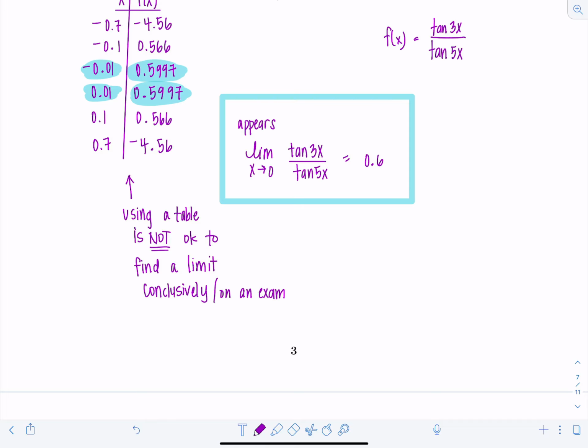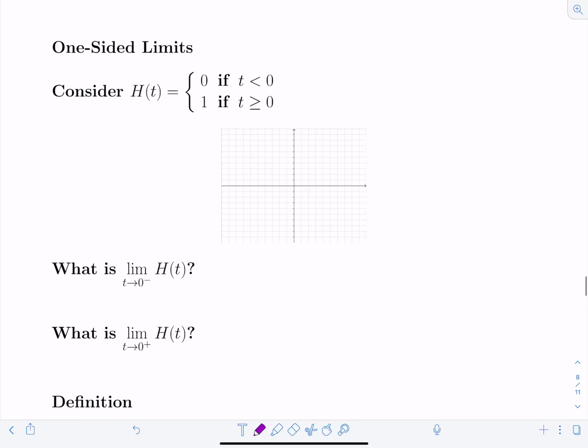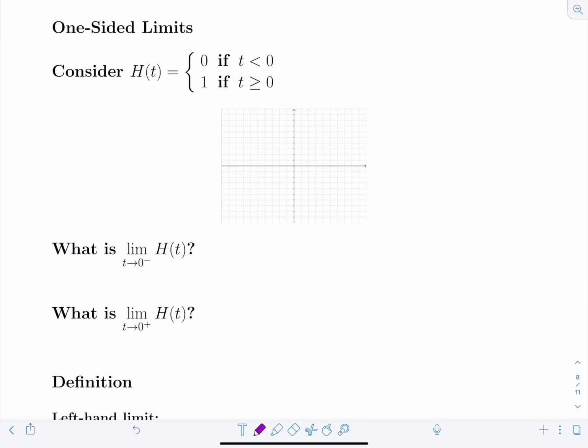Okay, now we're going to look at one-sided limits. We're going to look at a special piecewise function. We're going to call it h of t. And h of t is equal to 0 if t is less than 0, and then it's equal to 1 if t is greater than or equal to 0. So here's my t-axis. Here's h of t. So h of t is 0 if t is less than 0, so I'm going to have an open circle here to the left. And then h of t is equal to 1 if t is greater than or equal to 0. So say that's 1. Closed circle there. The graph goes this way.